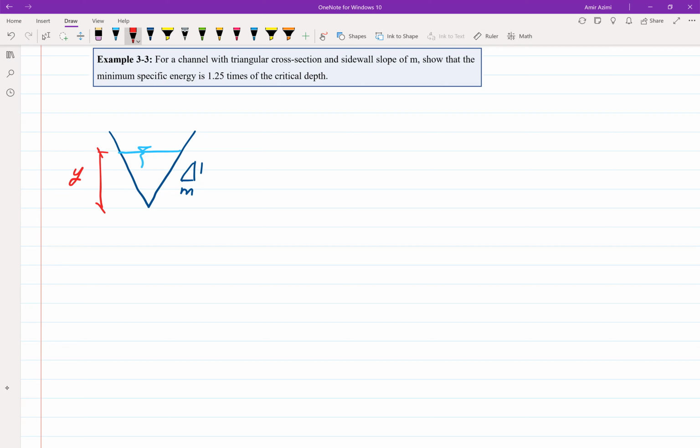So the question asks us to show that the minimum specific energy is 1.25 times the critical depth. So we want to show that E minimum is equal to 1.25 of YC. For a rectangular cross section, it's 1.5 times YC. So what we have here is the energy equation.